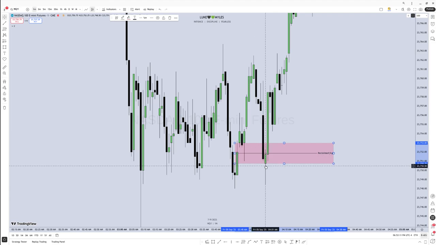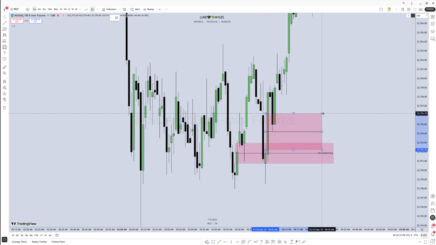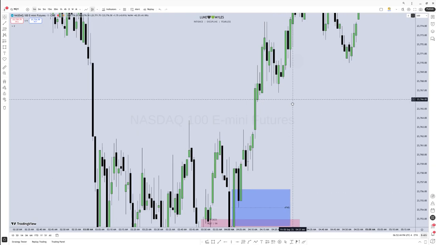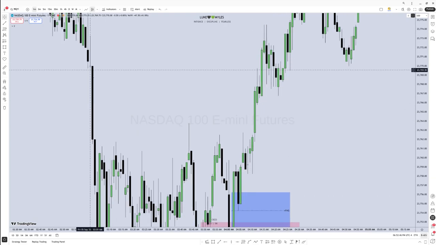That means it did not inverse this fair value gap. It stayed with its purpose of pushing price higher. Now it pushes price higher with such momentum, leaving another fair value gap. From this high to this candle's low, we have that as our bullish fair value gap.